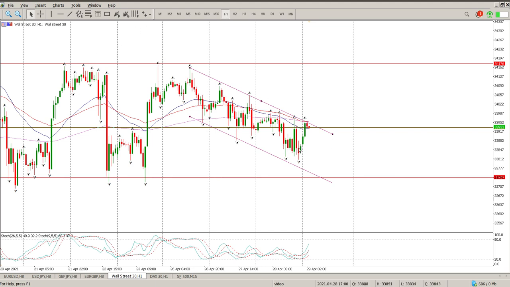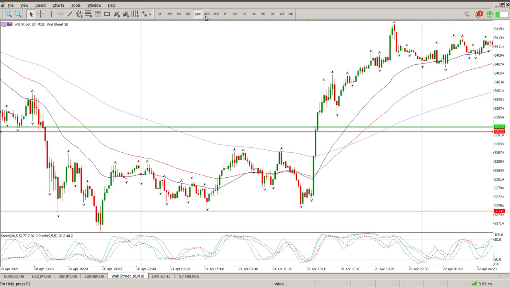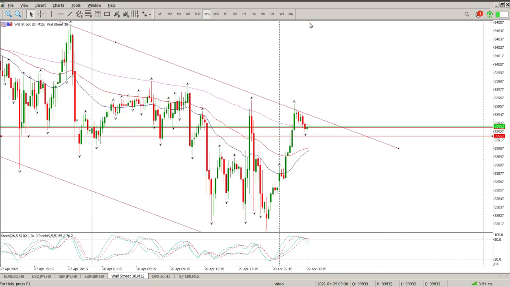Hope it helps you somewhat, but watch this level here. I think this level is fairly interesting, and you can actually add another one here as well, just on this previous swing high. Watch this area here, 33,922, 33,932. If we can hold that level and start moving back to the upside, then you're looking for the top of the range, and I would do it on the 15-minute chart. Just watch it there. As you can see, you're getting a bit of a crossover in the moving averages here.